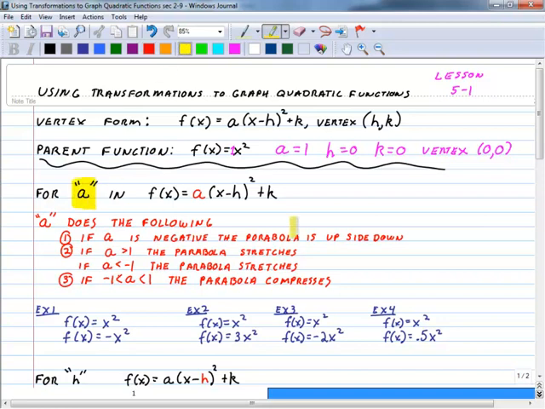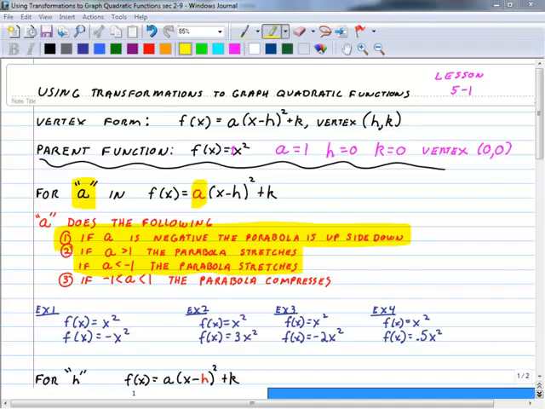There are a couple of things it does, and again, a is the variable or the letter that is holding the place in front of the x minus h. First, if a is negative, the parabola is upside down. So what we're talking about here is parabolas, and if a is negative, then the parabola is upside down. If a is greater than 1 or less than negative 1, it stretches the graph. And if a is between -1 and 1, the parabola is compressed. And so we're going to show how those things really work.